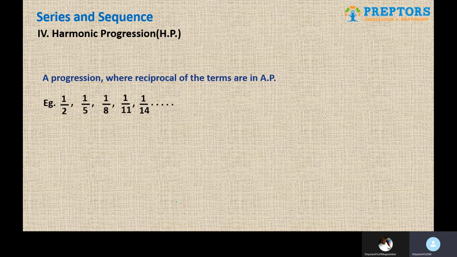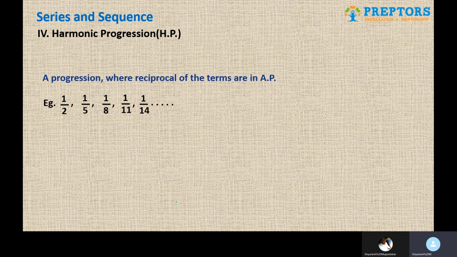Third one, harmonic progression. Harmonic progression is actually the inverse of arithmetic progression, basically a progression where the reciprocals are in arithmetic progression. So basically these numbers, 1 by 2, 1 by 5, 1 by 8, 1 by 11, 1 by 14, all these are called harmonic progression.